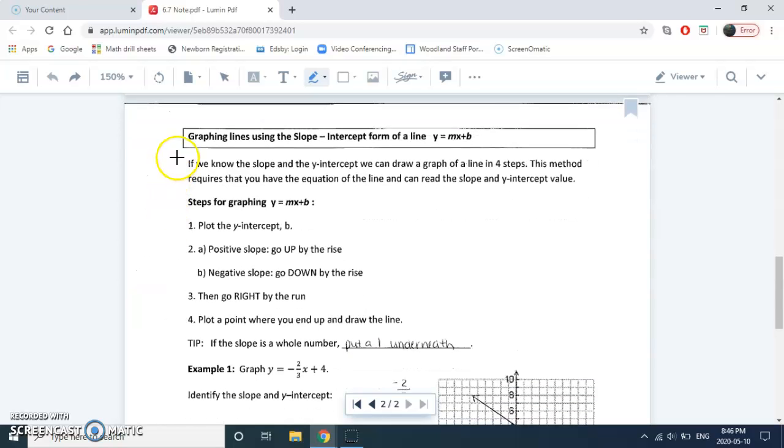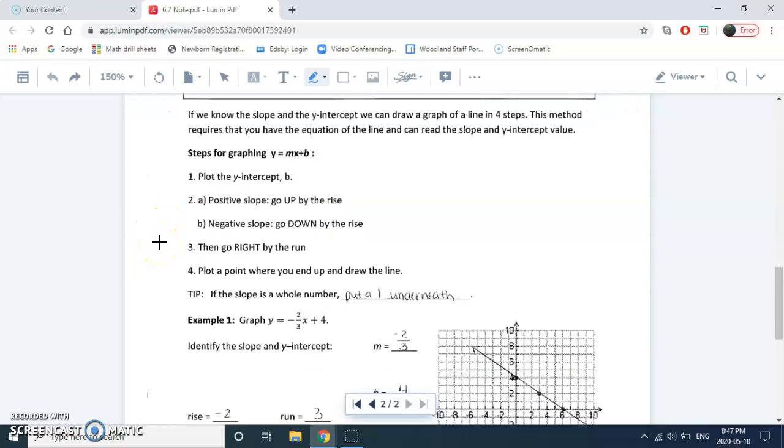Next up, we're going to look at how we are going to graph lines using our slope-intercept form of a line, so our y equals mx plus b. So how do we graph this now? If we know the slope and the y-intercept, we can draw a graph of a line in 4 steps. This method requires that you have the equation of the line and can read the slope and y-intercept values. So we need to know how to use this in order to graph things.